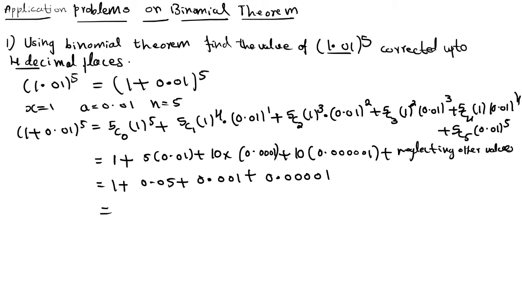Now using the calculator, add this one, you will get 1.0510. After decimal, write 4 places only. Round it and write 4 places. After decimal, write 4 digits only, because the question is corrected up to 4 decimals. So the final answer is 1.0510. To verify this one, in the calculator multiply 1.01 5 times, again you will get the same answer.